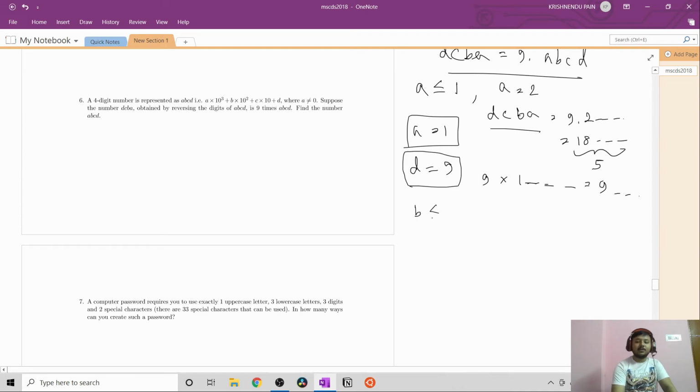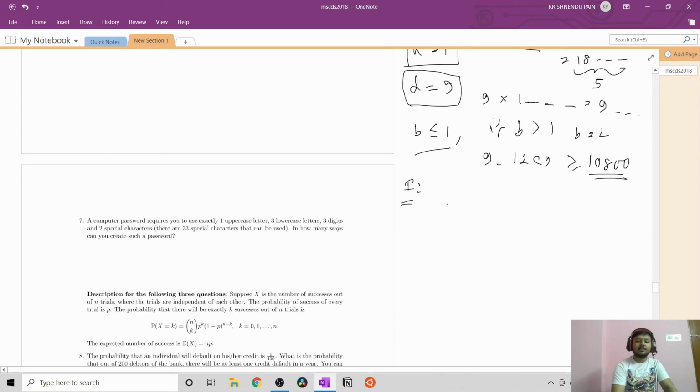B is also less than or equal to 1, because suppose B is greater than 1. Suppose B is 2. I am taking B as 2. Then 9 into this number, where A is 1, B is 2, C is, I am writing C, and D is 9, is greater than 10800, which is a 5-digit number, so it can't be possible. So B is also less than or equal to 1. Now we will check two cases. One case is B equal to 1, and the other one is B equal to 0.